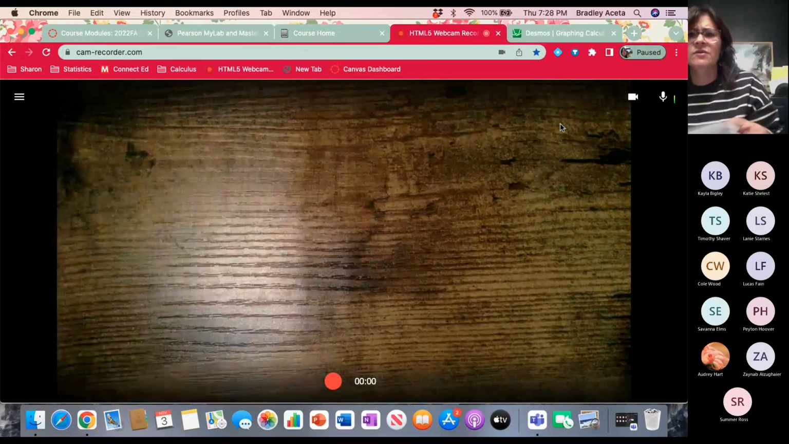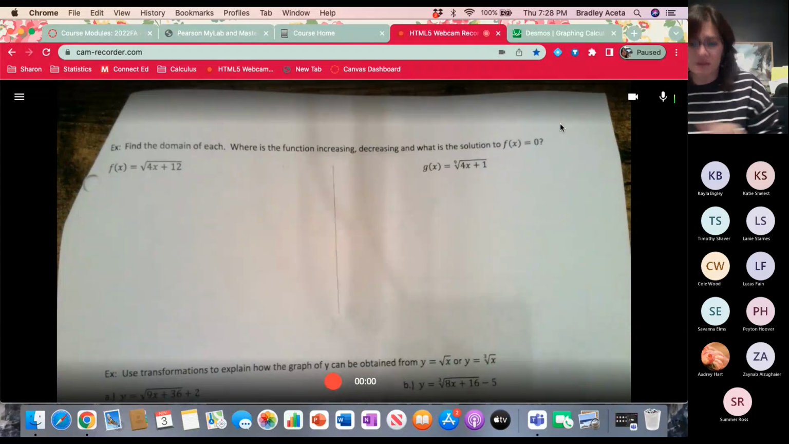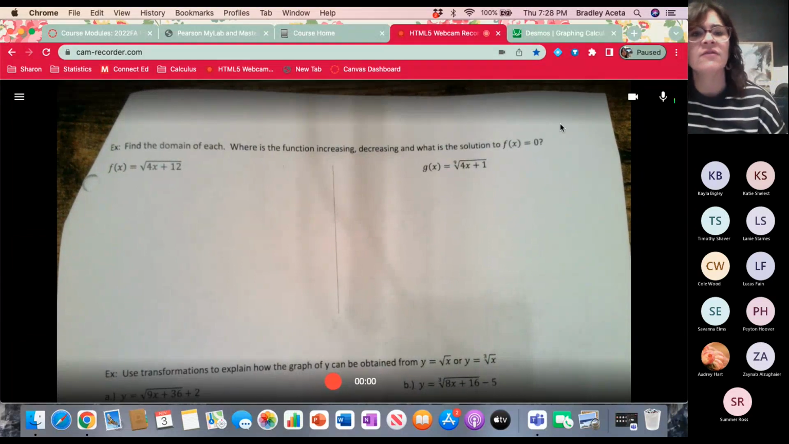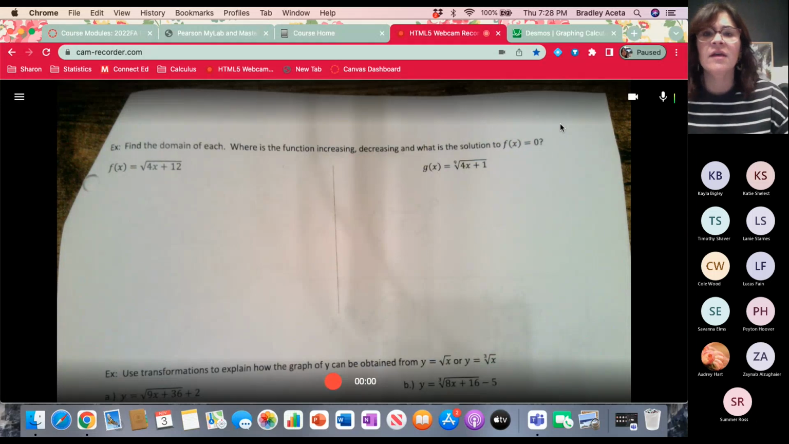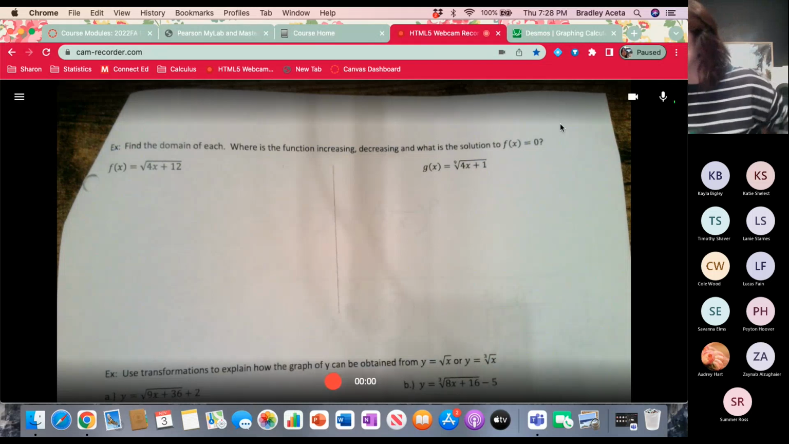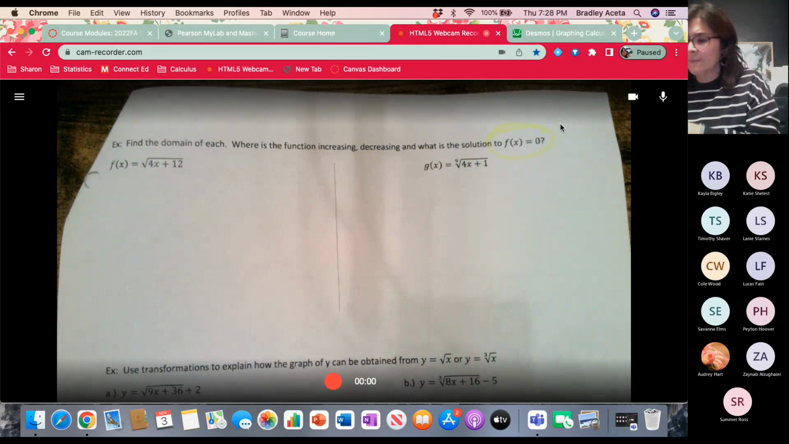Look, we're on our last page. Woohoo! And I thought we would be going till 8:30, so I'm impressed. So the next questions will say this. They'll say, find the domain of each. Where is the function increasing, decreasing, and what is the solution? Oh, there it is again. Where is the solution to f of x equals 0? They love this. I'm going to highlight that.